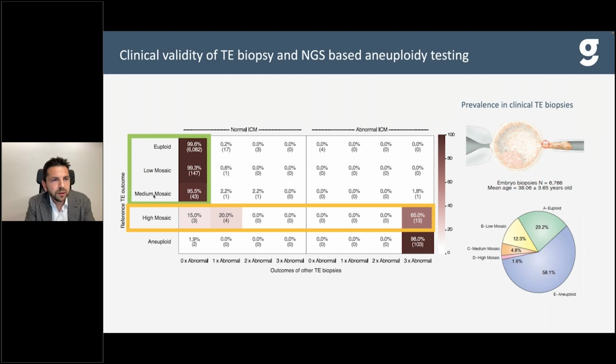Then, why we felt comfortable with the transfer of low and medium mosaic embryos: because we observed no statistical difference in the confirmation rate or in the abnormality rate when we followed up the whole embryo. In other words, euploid, low mosaic, and medium mosaic embryos had the same euploidy rate throughout the embryos and also in the ICM.